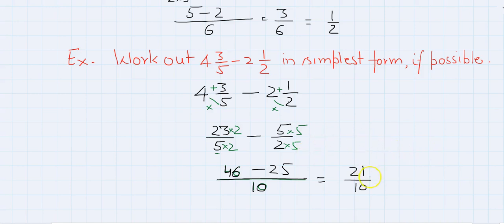But as it's an improper fraction, and our question was in mixed form, we can convert it into a mixed fraction. So how are we going to do it? We have 21 divided by 10. We know 10 times 2 is 20, and carry 1. So this is our answer: whole number 2, 1 over 10.